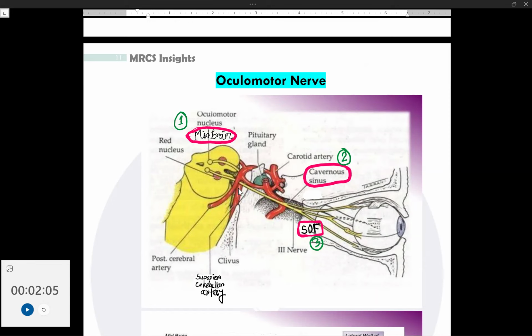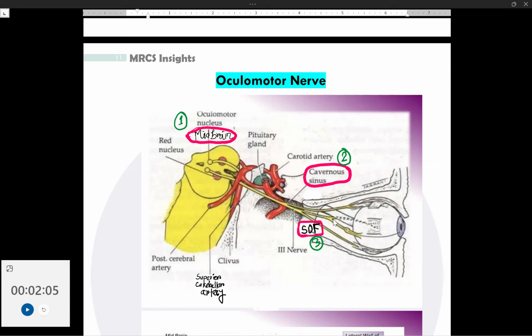In between these two vessels, the oculomotor nerve goes forward, and after that you can see the cavernous sinus. The oculomotor nerve passes the lateral wall of the cavernous sinus, and after that it enters the orbit through the superior orbital fissure. So mainly it crosses three structures: it originates from the midbrain, passes between these two vessels, then the cavernous sinus, and then the superior orbital fissure.